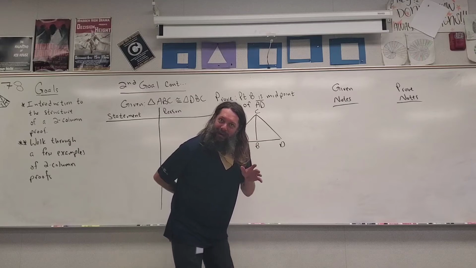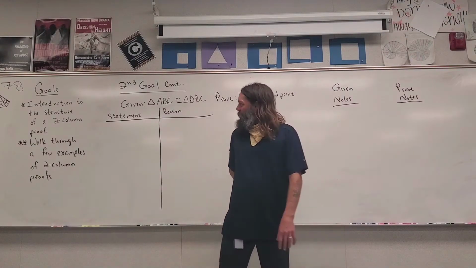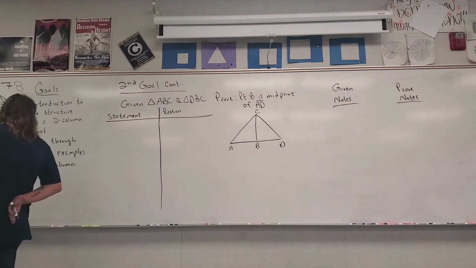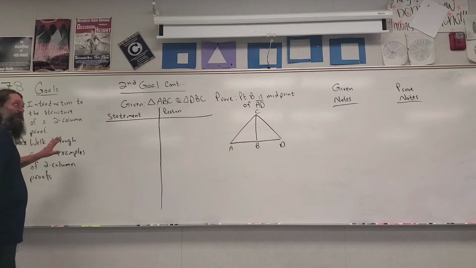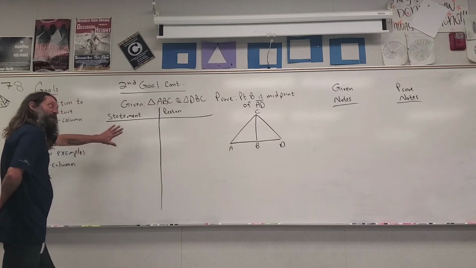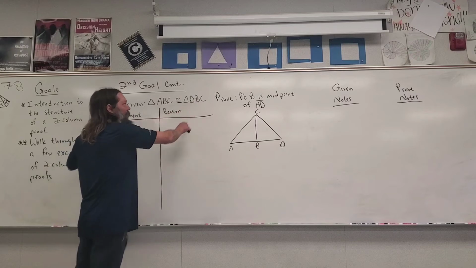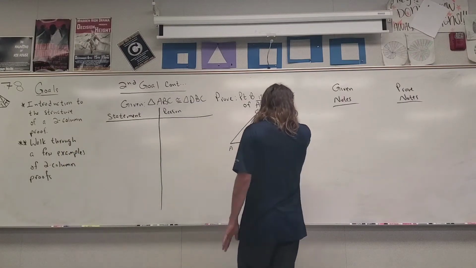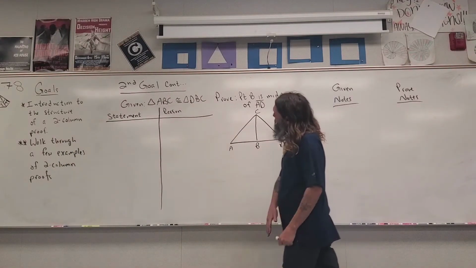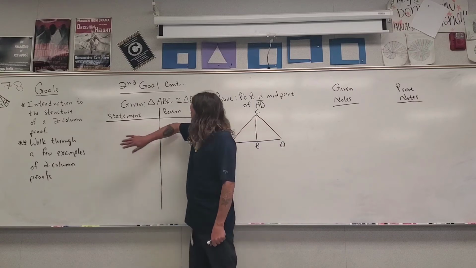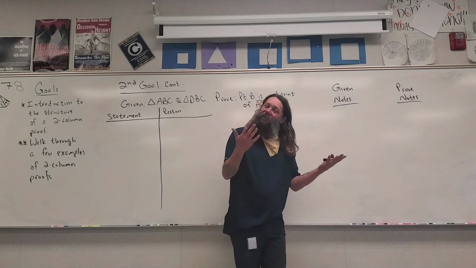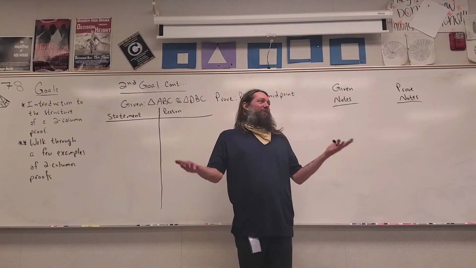I'm back. Let's go ahead and continue with our second goal, which is walking through a few examples of two-column proofs. Again, I have my two-column structure. I know what's given to me, what I'm trying to prove. Here's a picture that represents it. I'm going to go ahead and write down my first statement and my first reason because those are easiest to do. Nobody should miss these.